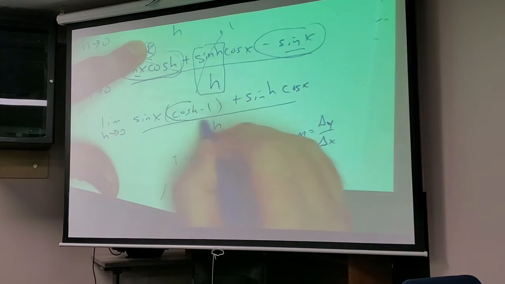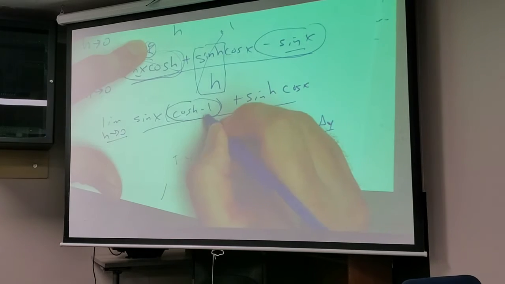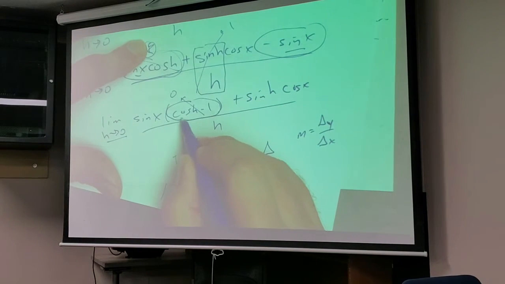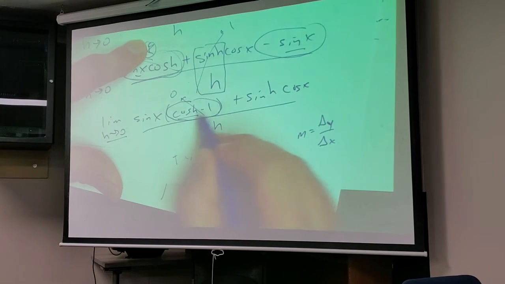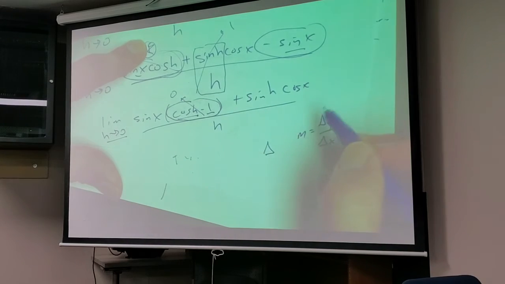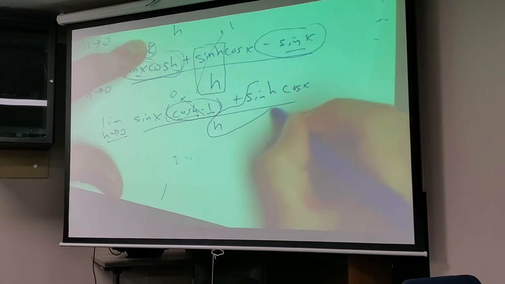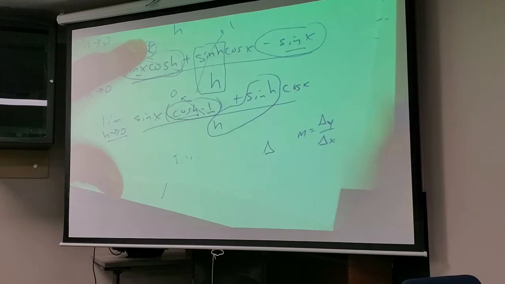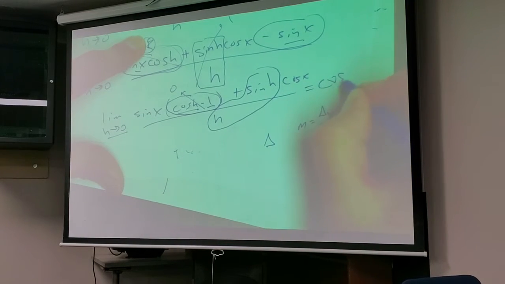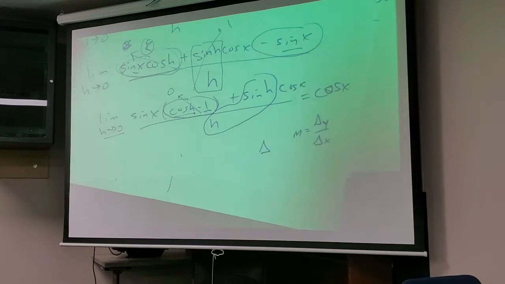What happens to this as h goes to 0? This becomes 0. Is that cool? Cosine of 0 is 1. Minus 1 is 0. And of course, this is 1. So the answer becomes cosine. So the slope of sine x is cosine x. What do you think the slope of cosine x is? It actually is negative sine x.